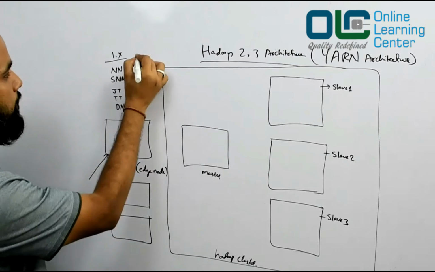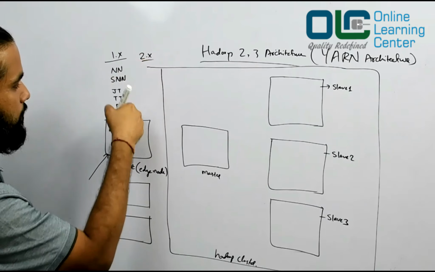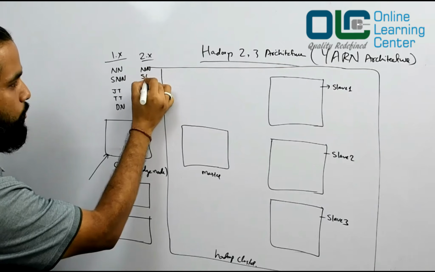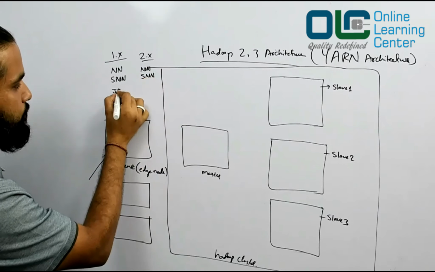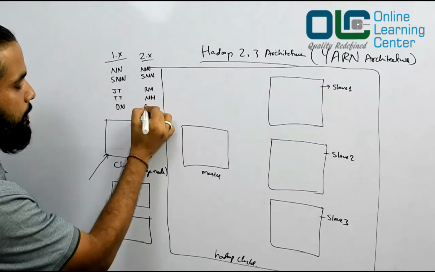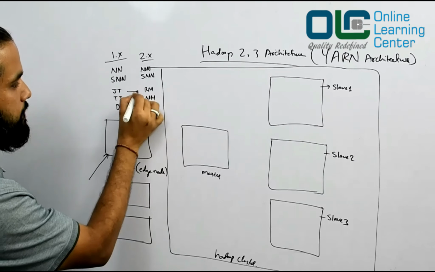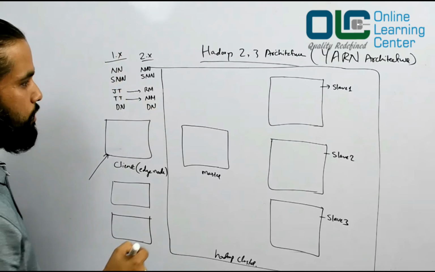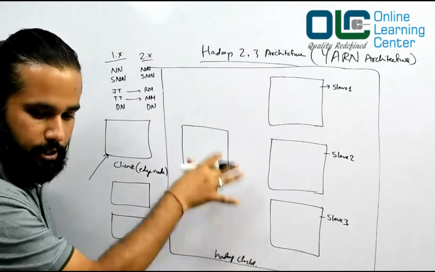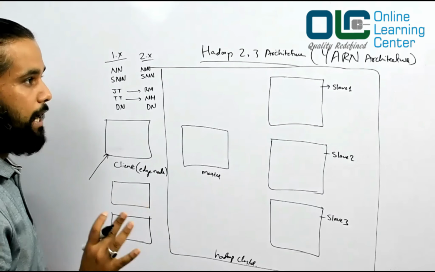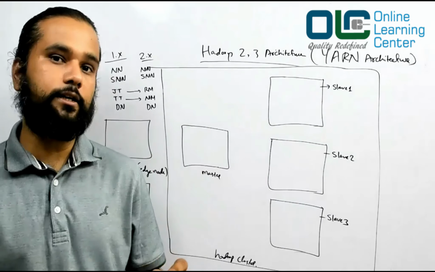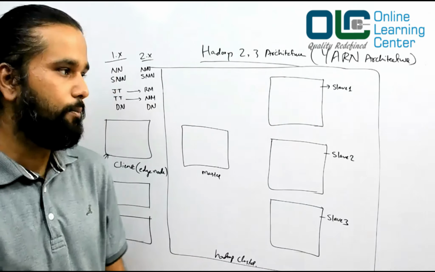Now in Hadoop 2.x, a couple of things were replaced, right? So you have name node as it is. You can have secondary name node as it is. Instead of job tracker, you have a resource manager, and then you have a data node as it is. So this is how it is replaced. Now I'm not going to talk about the name node and secondary name node in this whole architecture for now, because my job is to understand what difference Yarn architecture has brought in Hadoop 2 and 3.